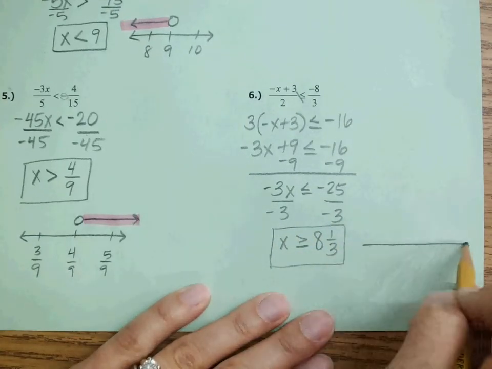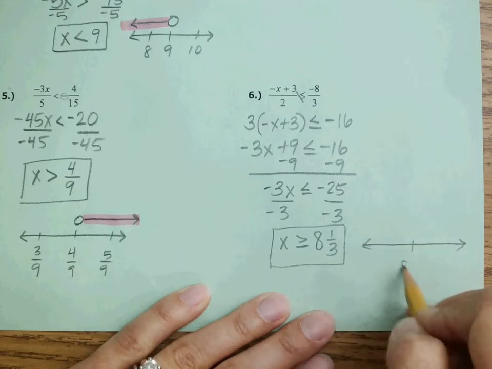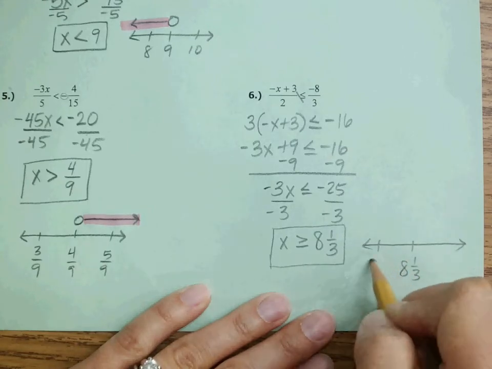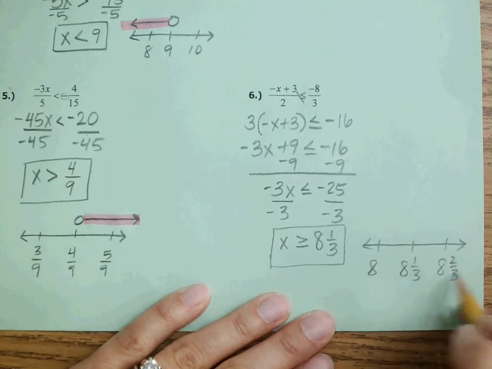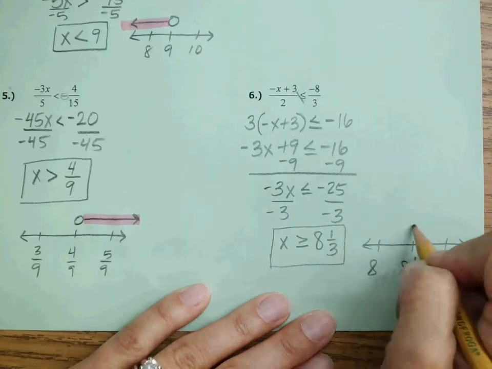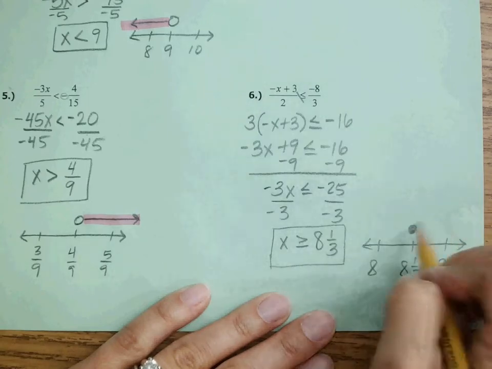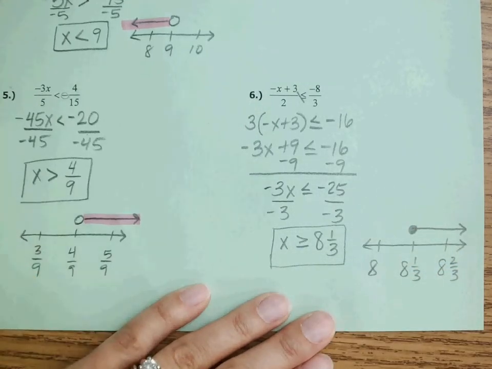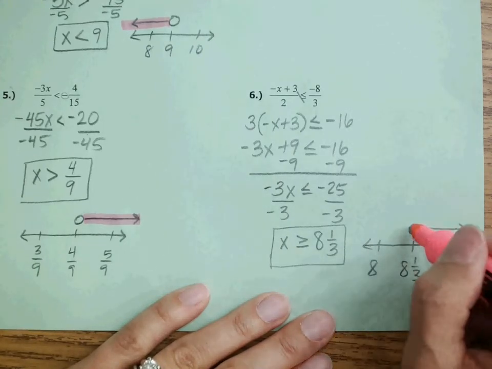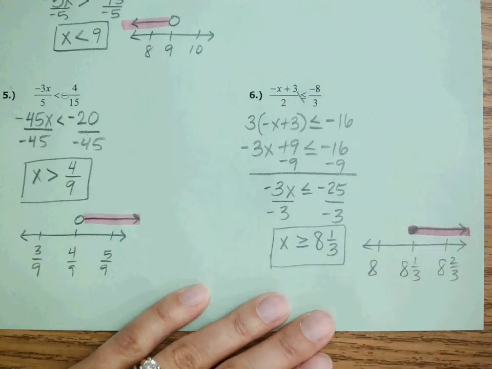Same thing, create that number line, have 8 1/3 in the middle. 1 less than that is 8, 1 greater than is 8 2/3. Okay, we'll have a closed circle, all values greater than, so that's to the right, my arrow. And then this time we're going to highlight my closed circle is part of the solution, so I'm going to highlight that and everything to the right.